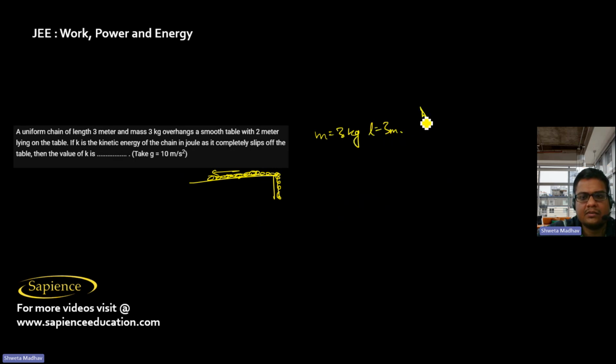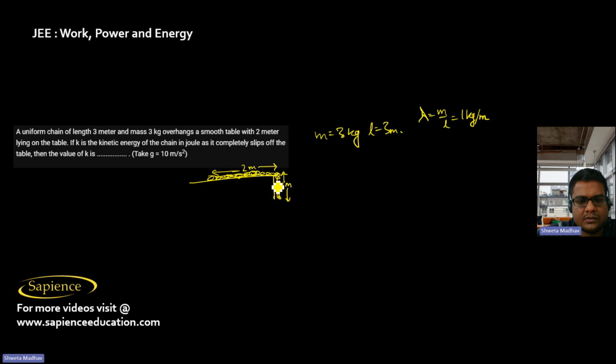So it means lambda, which is mass per unit length, that will be 1 kg per meter. Then it is told overhangs a smooth table with 2 meter lying on the table. So 2 meter is on the table and 1 meter is hanging from the table. If K is the kinetic energy of the chain in joule, as it completely slips off the table, then the value of K is.